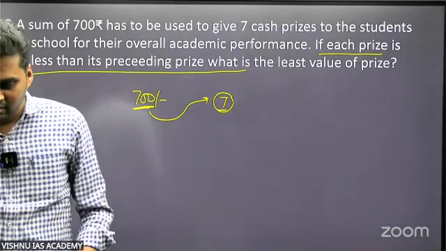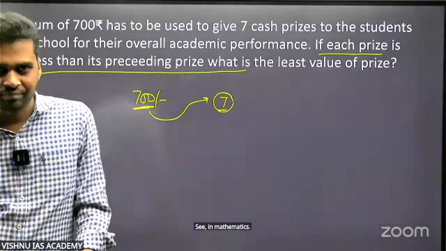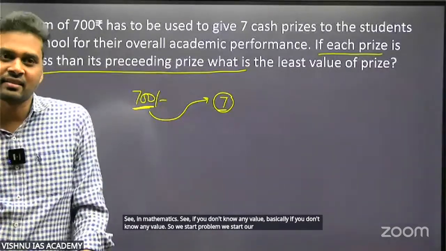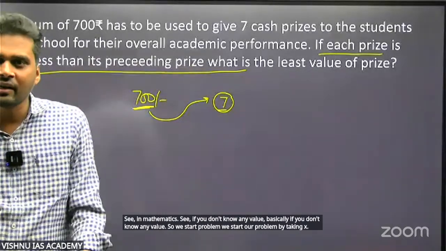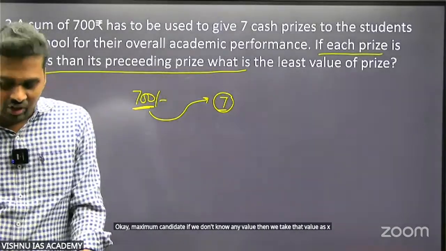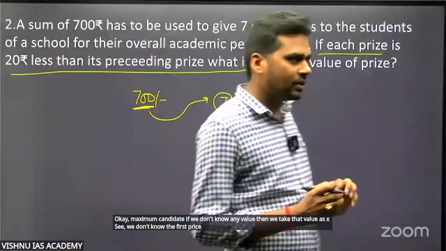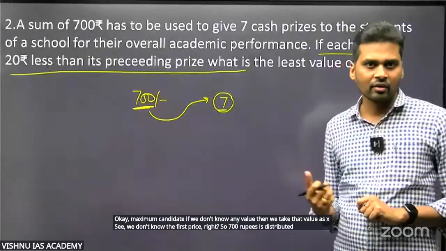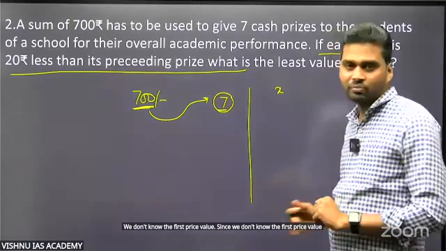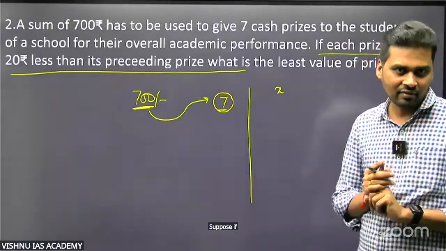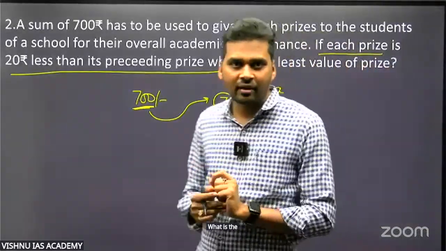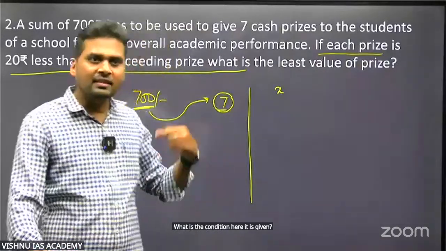See, in mathematics, if you don't know any value, we start our problem by taking x. Maths lo manaki entante, if we don't know any value, then we take that value as x. We don't know the first prize, right? So 700 rupees is distributed to 7 students. Since we don't know the first prize value, let's say that x is the first prize. Suppose I take x as the first value, what is the second prize? What is the condition here? It is given that each prize is 20 rupees less than its preceding one.